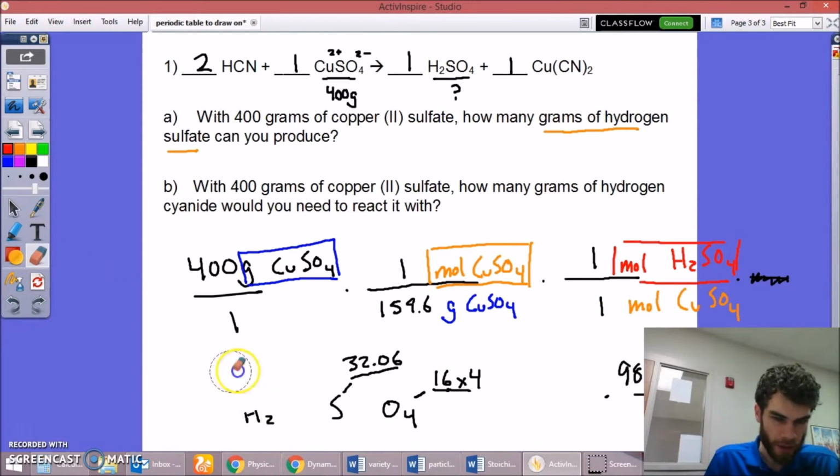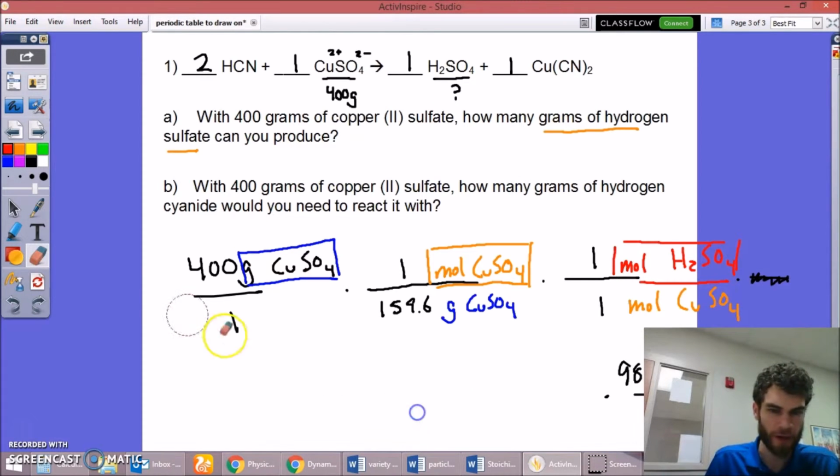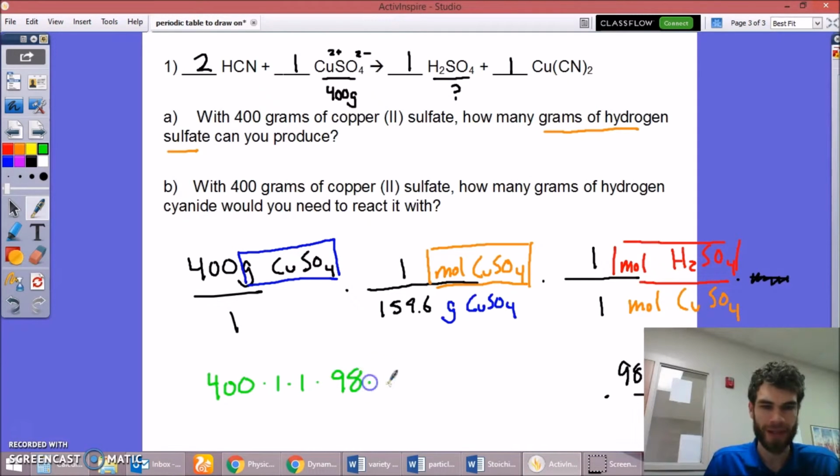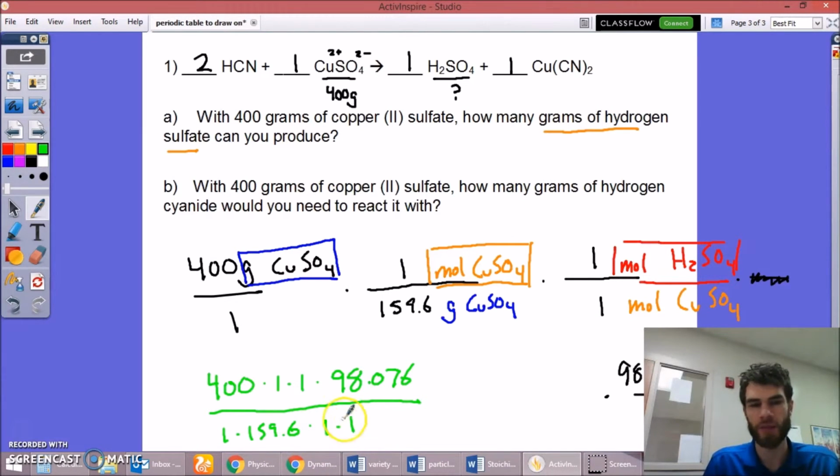So let me erase this so that I have a little more room to write. I'm going to write out what we got. So we essentially have, I'm going to do this in green perhaps. On top of our fraction we have 400 times 1 times 1 times 98.076. That's what's on top. On the bottom you have 1 times 159.6 times 1 times 1 times 1 times 1, which is basically just 159.6, right? So we have this times this divided by this.